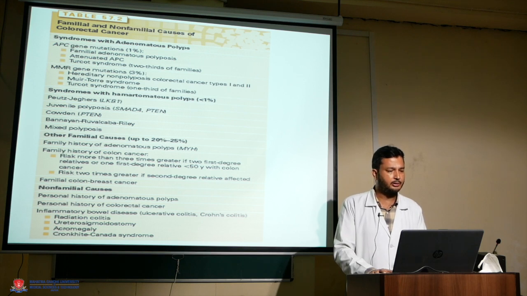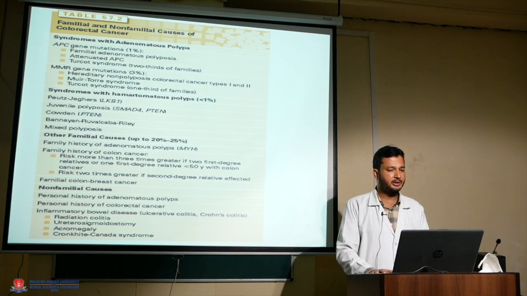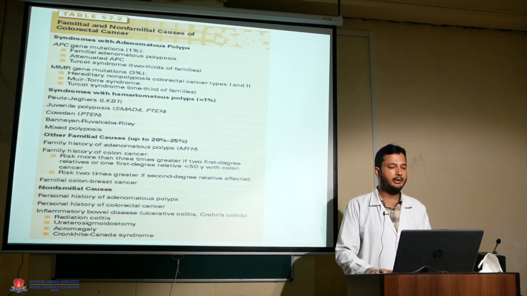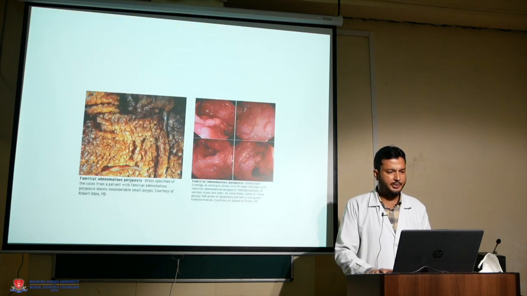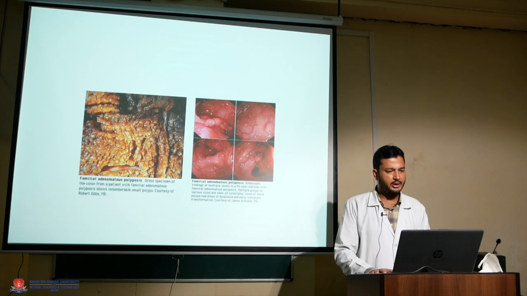Non-familial causes are personal history of adenomatous polyp, personal history of colorectal cancer, inflammatory bowel disease, ulcerative colitis, Crohn's disease, radiation colitis, ureterosigmoidostomy, acromegaly, and Cronkhite-Canada syndrome. So this is the picture where we can see familial adenomatous polyposis. The intestinal tract is highly overburdened with these polyps.